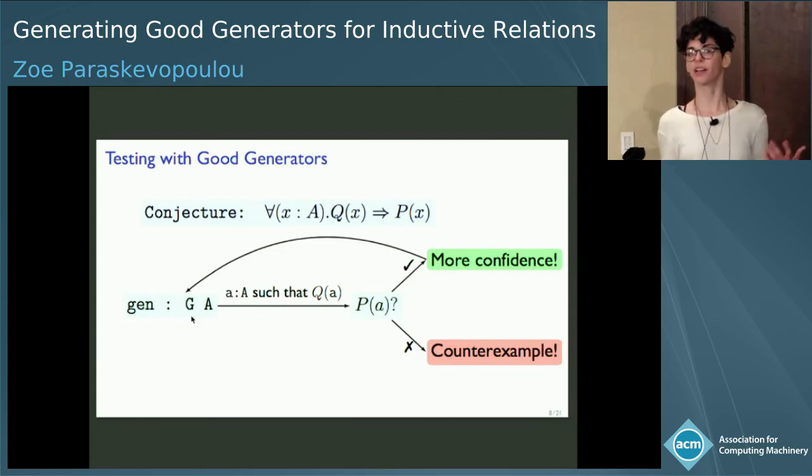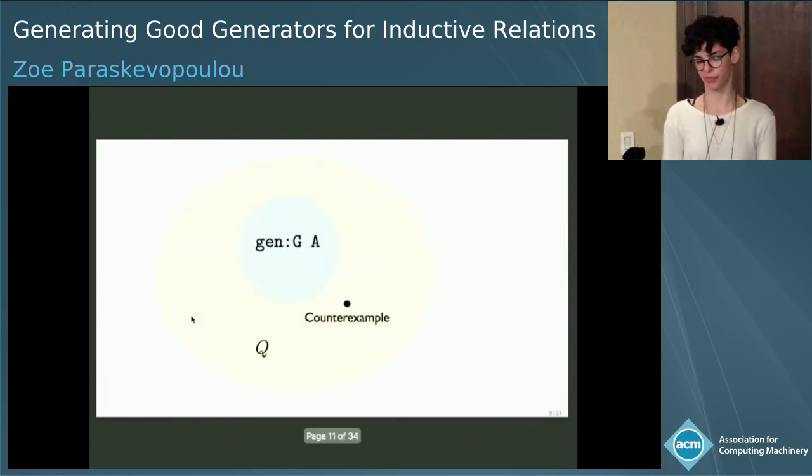We need a good generator. A good generator is a generator that generates inputs that satisfy Q by default. Then we don't have to test if Q is true for the generated inputs, and we can just go ahead and test if the conclusion is true. However, this can again be problematic.